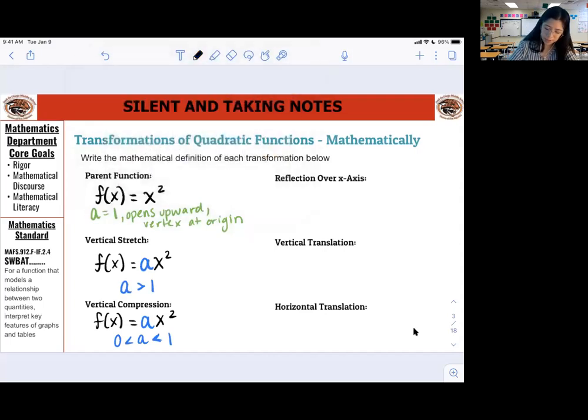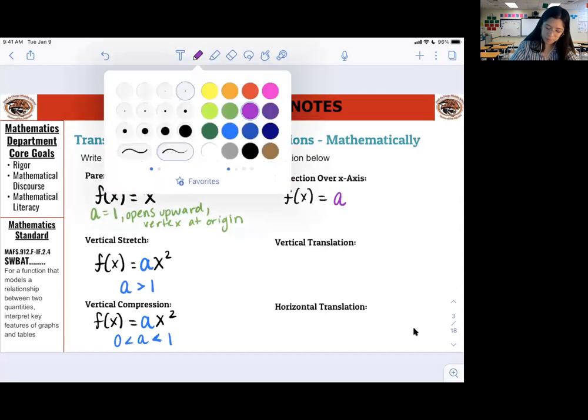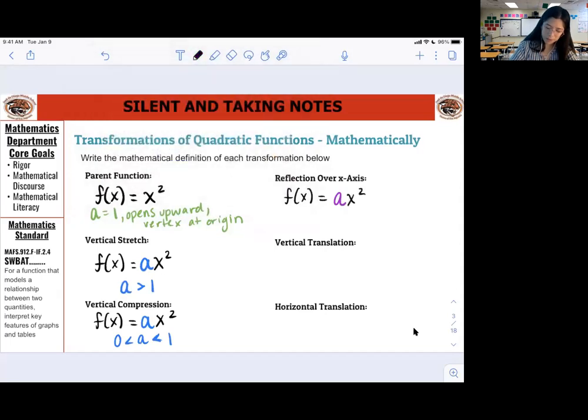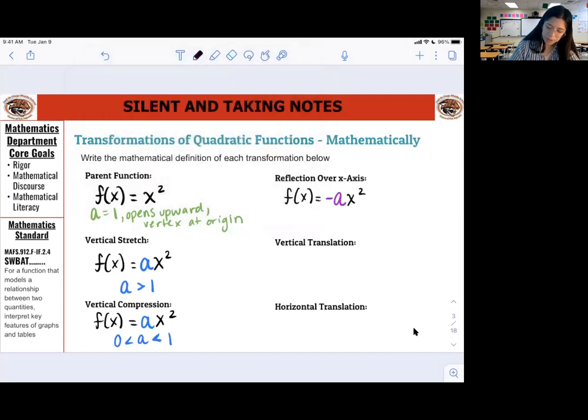Now a reflection, that's when we have a negative number. Let me just put a negative there. Make that a little bit neater. All right, so that's when A is less than 0. A is negative. Questions on those three so far: vertical stretch, vertical compression, or reflection?